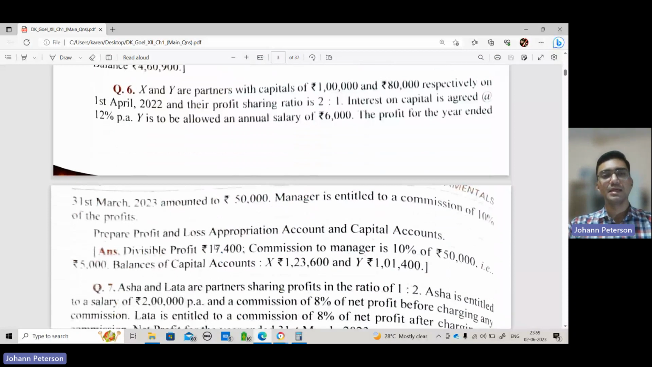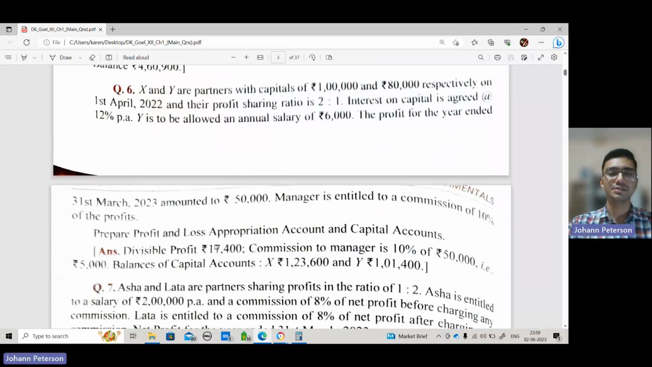Alright, so this is the question. X and Y are partners with capitals of 1 lakh and 80,000 respectively, and the profit sharing ratio is 2:1. Interest on capital is agreed at 12% per annum. Y is allowed an annual salary of 6,000. The profit for the year ended 31st March 23 amounted to 50,000. Manager is entitled to a commission of 10% of the profits. Prepare profit and loss, appropriation account, and capital accounts.